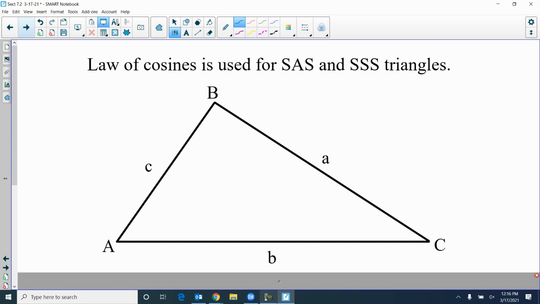All right, so you just saw in that case there, side-angle-side will not work with the law of sines. And so what we're going to do is come up with the law of cosines, or use it. We're not going to derive it today.